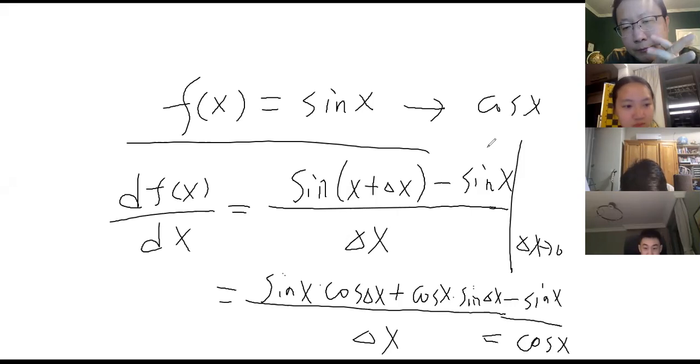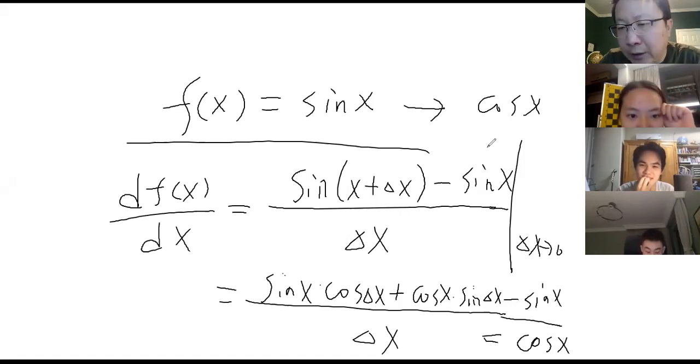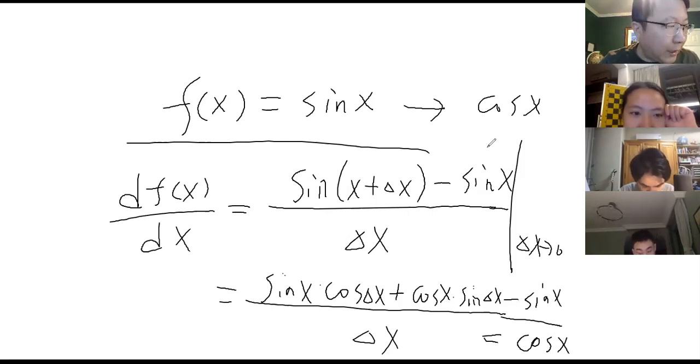Wait, why does it equal cosine x in this case? You need a little bit more calculation, and I don't want to explain it here, but you can find somewhere later on to explain this. Again, you need trigonometry knowledge. Okay, got it. So this is basically a simple trig calculation, a simple derivative calculation.